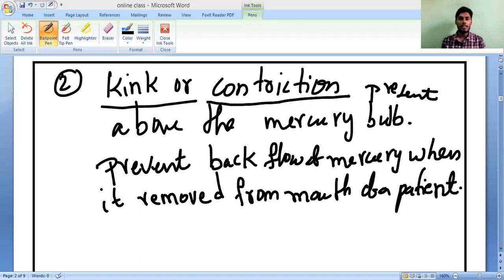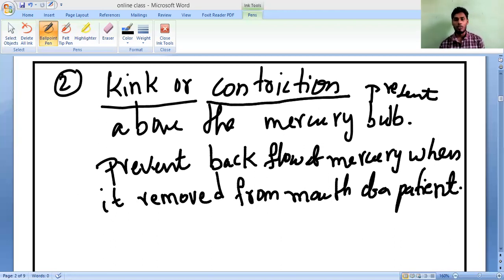Understand? So even though the thermometer bulb is removed from the mouth of a patient, the mercury thread will keep standing at the maximum level reached when we kept it inside the patient's mouth. Due to this, we can read the correct body temperature of the patient even after removing the thermometer bulb from his mouth. After noting the body temperature, the level of mercury can be brought down.